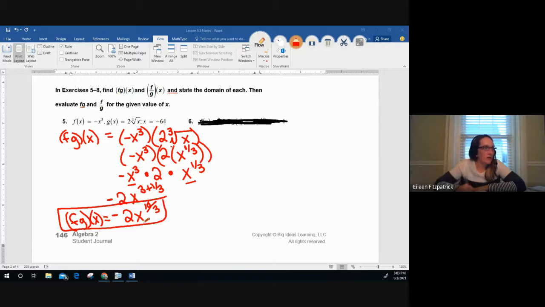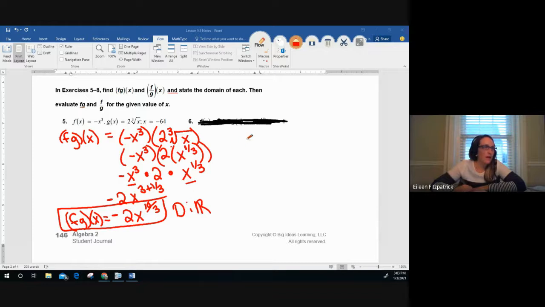All right, now for the domain here, go back to the original. Can you cube any number, positive, negative, 0? Yes. Can you take the cube root of any number, positive, negatives, and 0? Yes. So the domain is all reals.